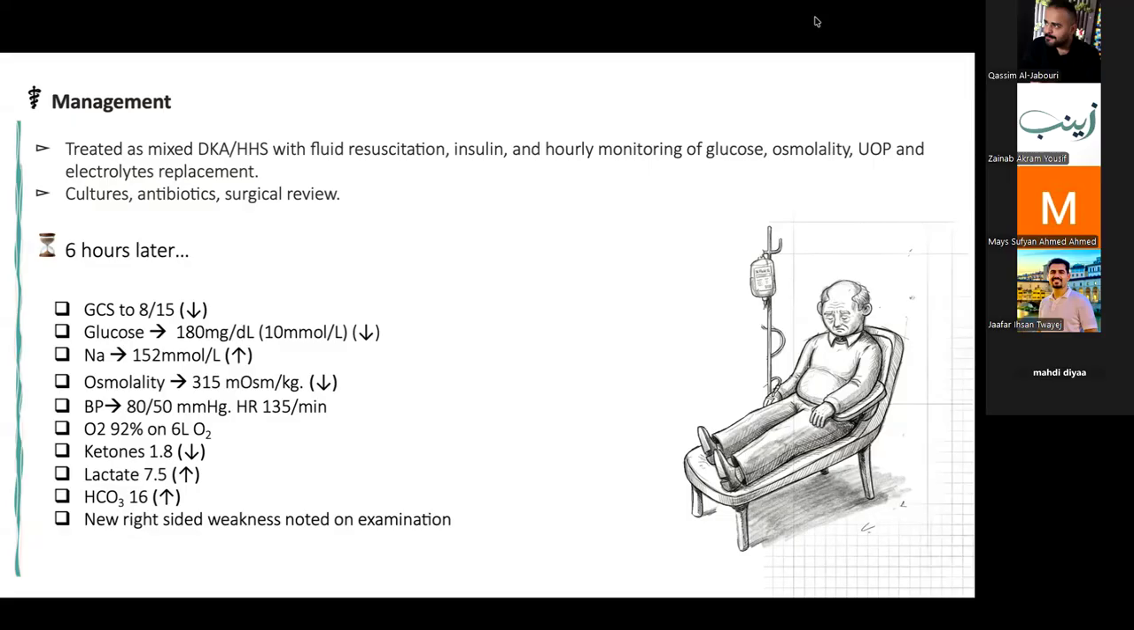Okay, but what about his lung examination? His what? Sorry. Lung examination. Neck and his chest examination. Chest is fine. Neck. What's in the neck you're looking for? Raised JVP. No, normal. Okay.